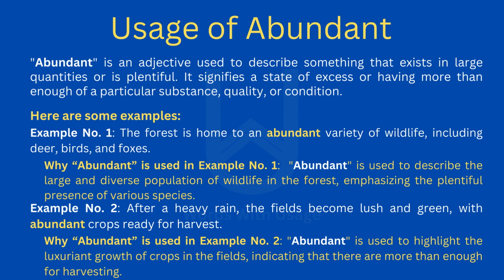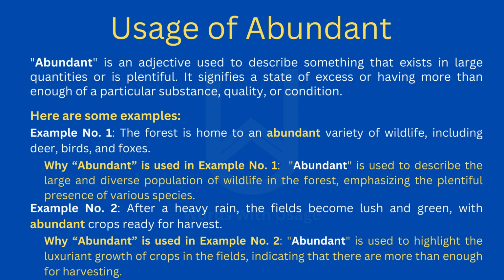Here are some examples. Example number 1. The forest is home to an abundant variety of wildlife, including deer, birds, and foxes. Why abundant is used in example number 1. Abundant is used to describe the large and diverse population of wildlife in the forest, emphasizing the plentiful presence of various species.